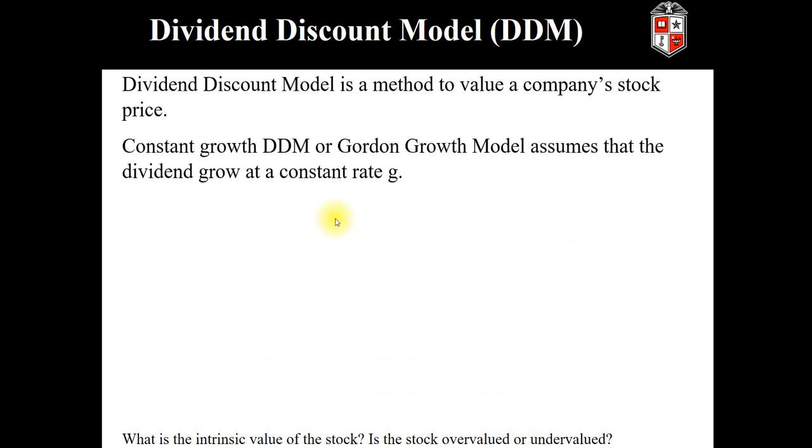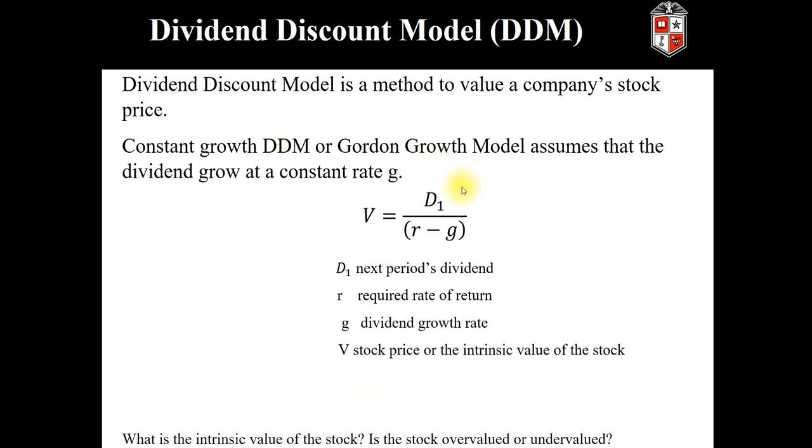So the constant growth DDM, or the Gordon growth model, assumes that the dividend grows at a constant rate given by G. Now, the DDM or the Gordon growth model are synonymous terms. You may see it presented as either one as well. So here in its basic form is the formula. It is a very simplistic stock valuation model to give us an intrinsic value of a stock. So let's break this formula down.